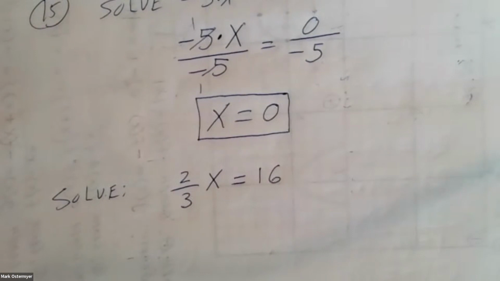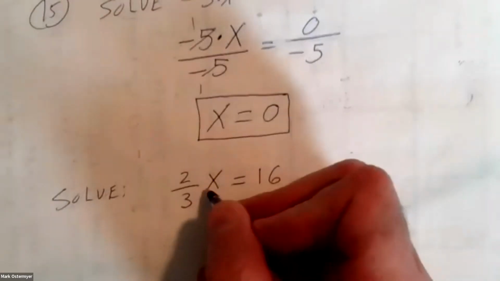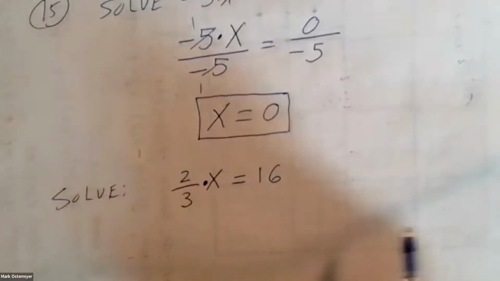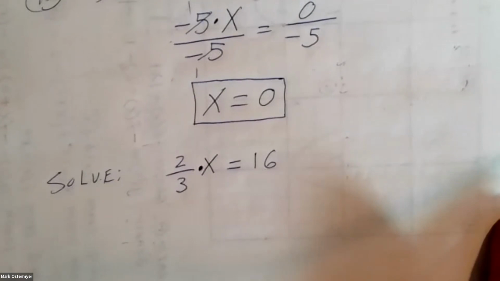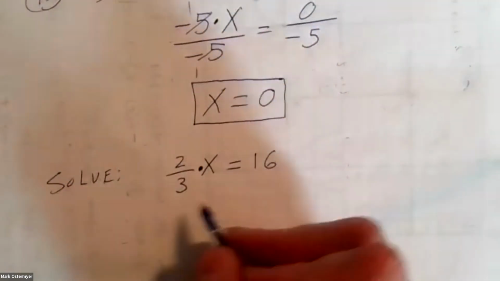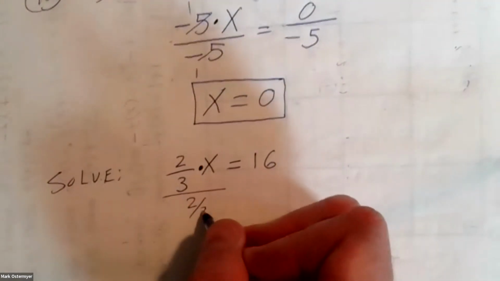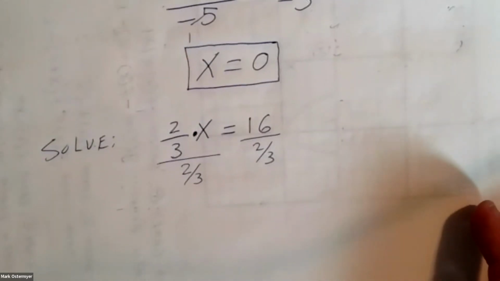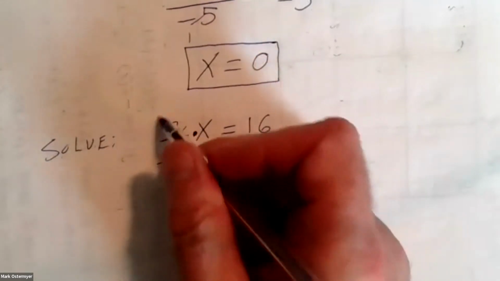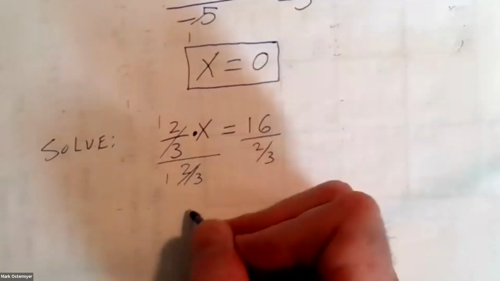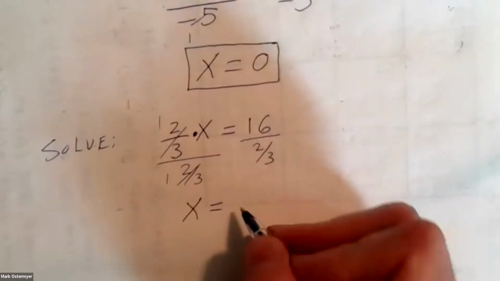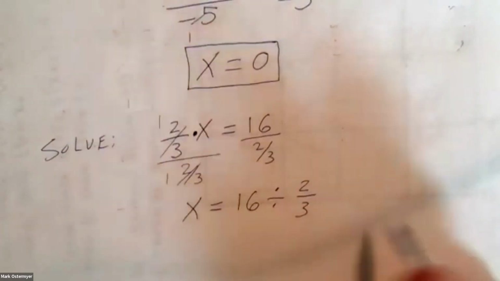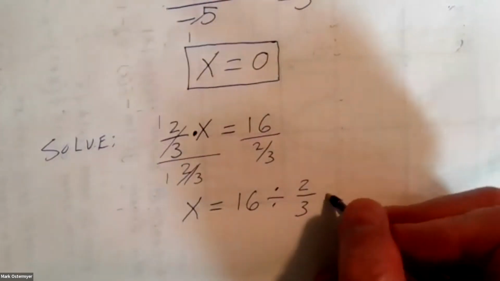Well, I got to get x all by itself. But how do I do that? How do I get rid of this 2/3 that's being multiplied by x? What's the inverse of multiplication? Division. So what we could do, ladies and gentlemen, we could divide both sides of the equation by 2/3. We could do that, right? And when you divide the left side by 2/3, the 2/3 reduce down to 1, and 1 times x is x. But on the right side, you have to divide the 16 by the 2/3. You can use your calculator to do this if you want.